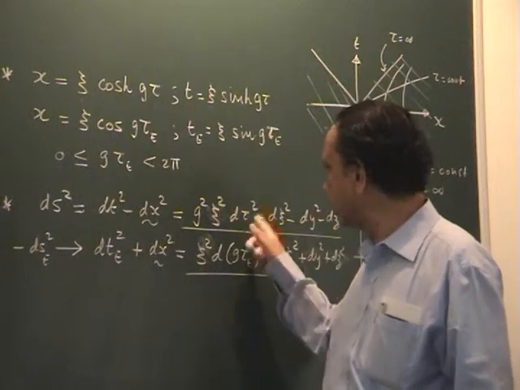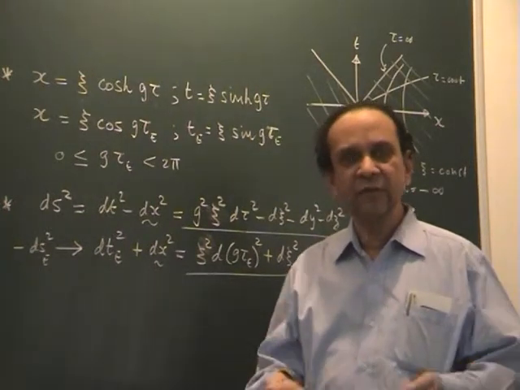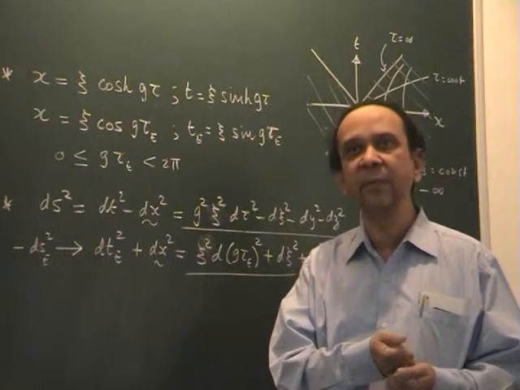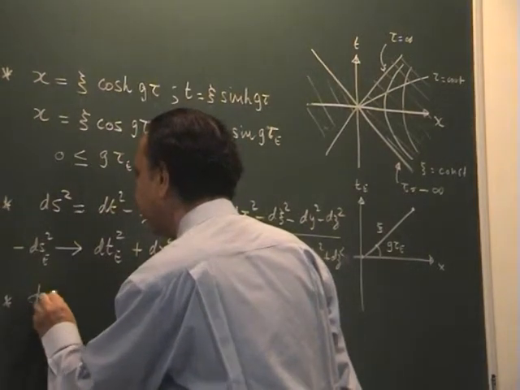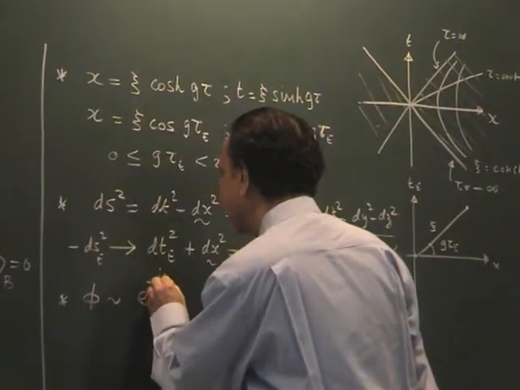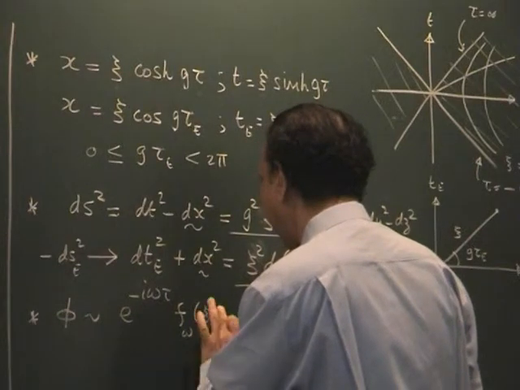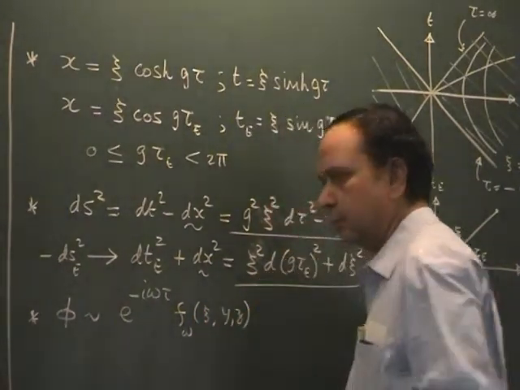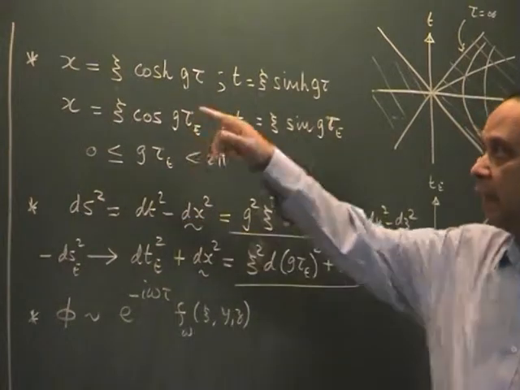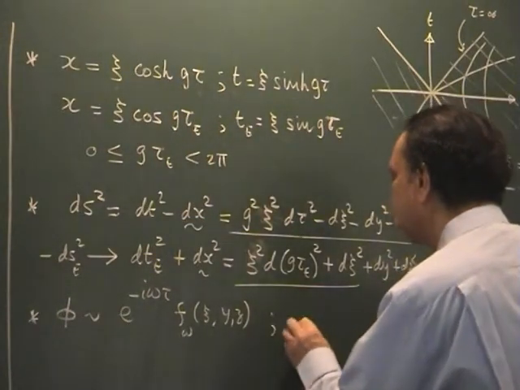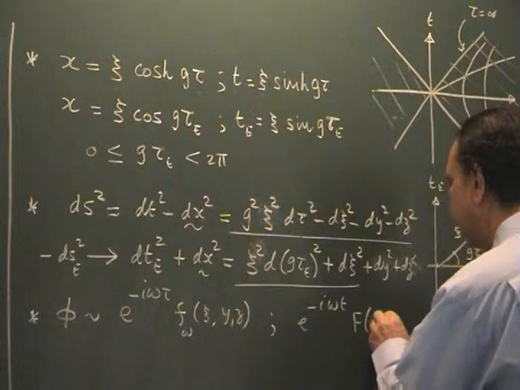Nothing in this metric depends on tau. Therefore, the metric is independent of tau. So when you write the wave equation, if something is independent of tau, you can expand it out as e to the minus i omega tau. Therefore, you have solutions for phi which will go as e to the minus i omega tau times some function f omega of the spatial coordinates. But in the original coordinates, I end up getting solutions which go as e to the minus i omega t times some other function which depends on the spatial coordinates.